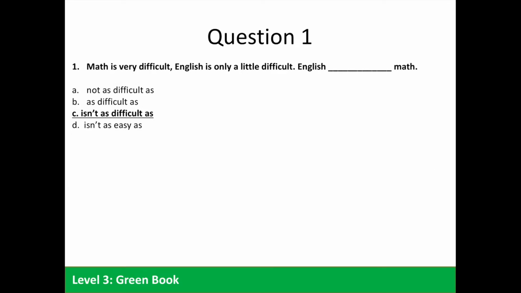Question 1. Math is very difficult. English is only a little difficult. English blank math. Again, these two things are not equal, so we can use the negative. Because we're talking about English, we need the be verb singular, so C, isn't as difficult as, is the answer.